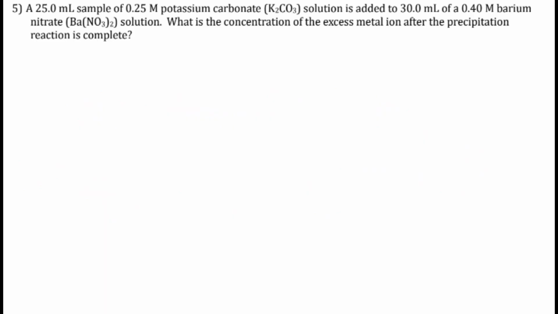It'll take a while. Okay, so a 25.0 milliliter sample of 0.25 molar potassium carbonate solution is added to 30 mLs of 0.4 molar barium nitrate solution. What is the concentration of the excess metal ion after the precipitation is complete? So we've got to figure out what our limiting reactant is, unfortunately.